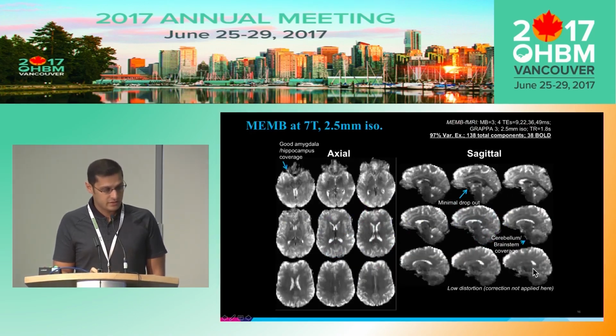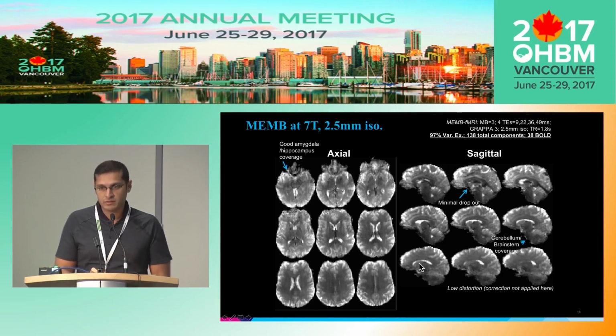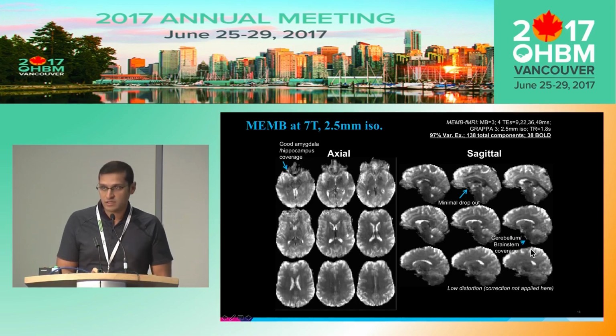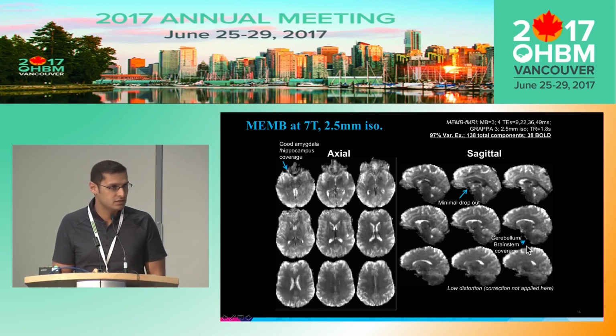Again, this plays out at 7T really well. So this is a whole brain acquisition at 2.5 millimeter isotropic resolution at 7T. You can see you have good hippocampus and amygdala coverage. The orbitofrontal cortex doesn't suffer high dropout. You have cerebellum and brainstem coverage. So it takes us closer to a turnkey 7T fMRI.